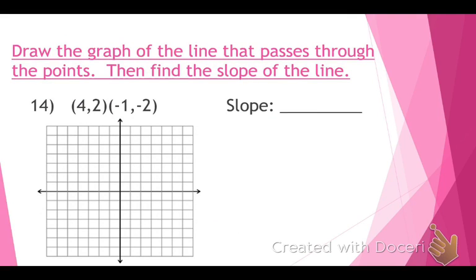Draw the graph of the line that passes through the points and then find the slope of the line. Who wants to come up to the board to help me figure out this? All right, let me have Katie come on up. The first thing you want to do is make sure that you have labeled your graph correctly. When you go to the left, it's always a negative. When you go to the right, it's always positive. When you're going down, it's always what?